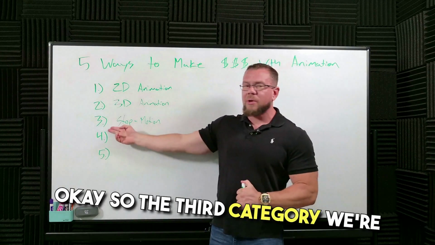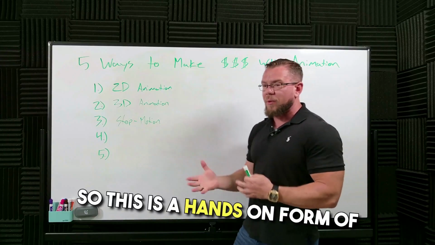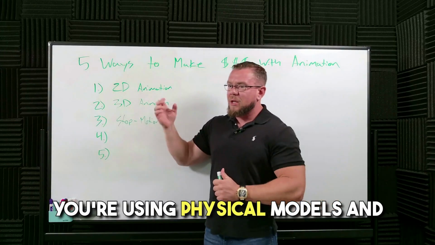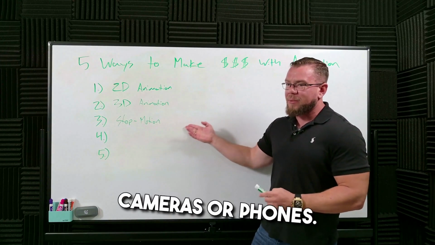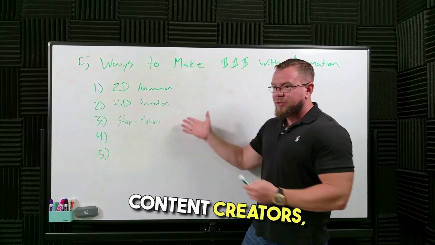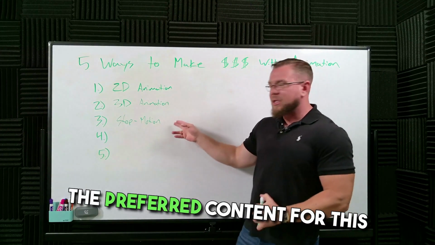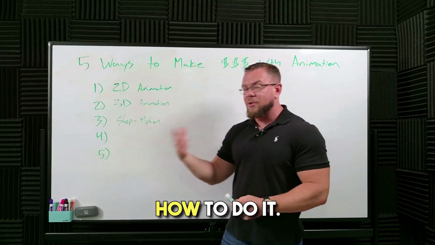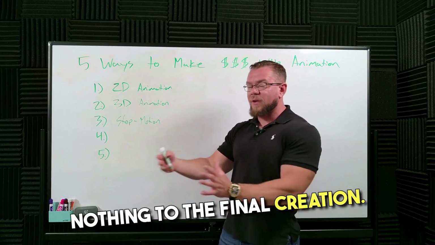Okay, so the third category we're going to talk about is stop motion animation. So this is a hands-on form of creation and animation. You're using physical models, and often these are made out of something like clay, and they're often shot with DSLR cameras or phones. And this appeals more to the crafty type content creators or even kids who are wanting to do the same thing. The preferred content for this niche will be time-lapse videos and tutorials. You want to show them how to do it. They also want to see time lapses of how you went from nothing to the final creation.